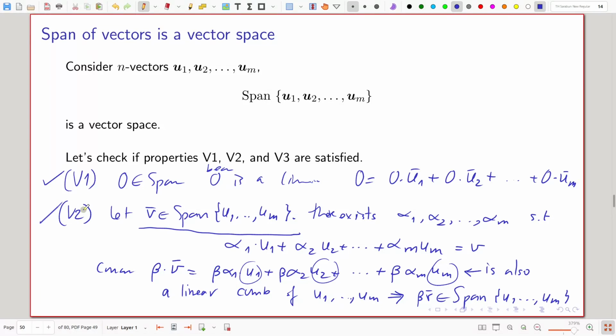So you can also check V3. You take two vectors and add them up, and the sum will also belong to the span. That's pretty straightforward, so I'm gonna skip it. You can check V3 as well. So this set is a vector space.